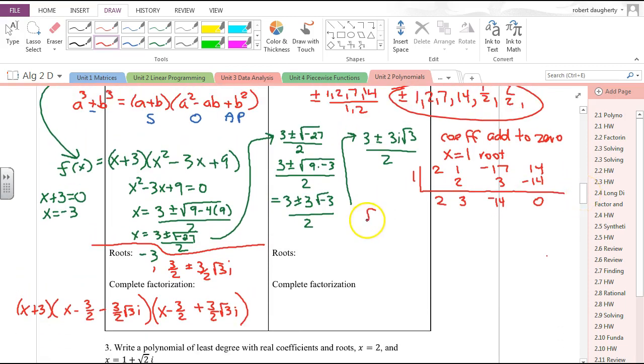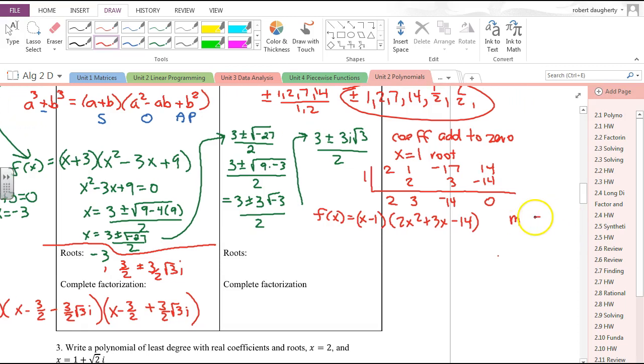So that tells me that f of x is x minus 1 and 2x squared plus 3x minus 14. So are there numbers that multiply to negative 28 and add to positive 3? It looks like maybe a 7 and a negative 4 multiplies to negative 28, adds to positive 3.